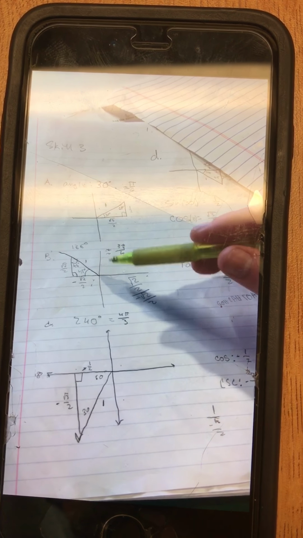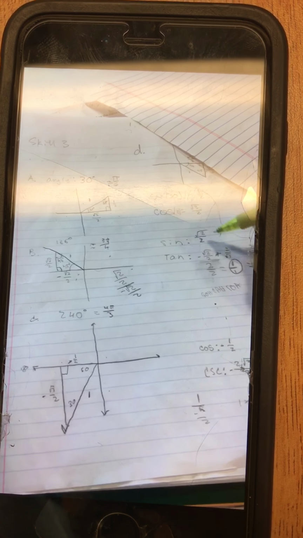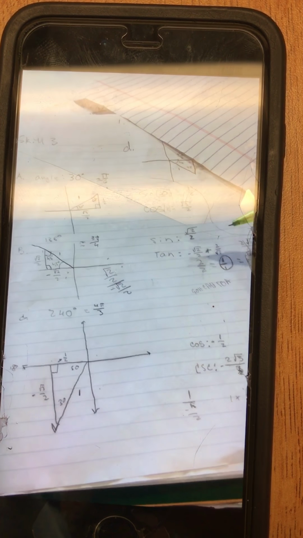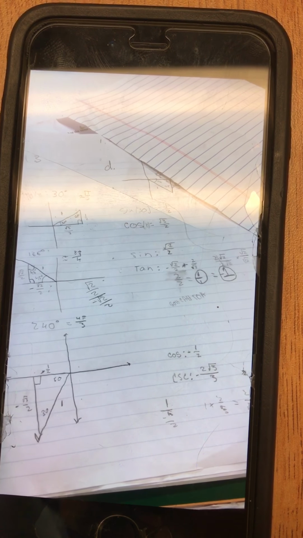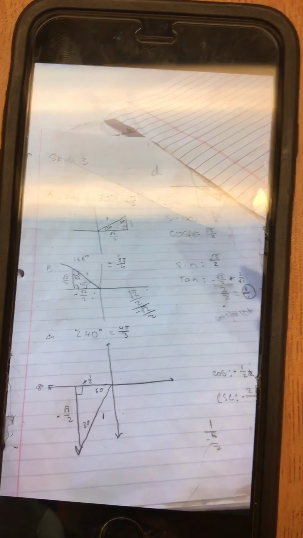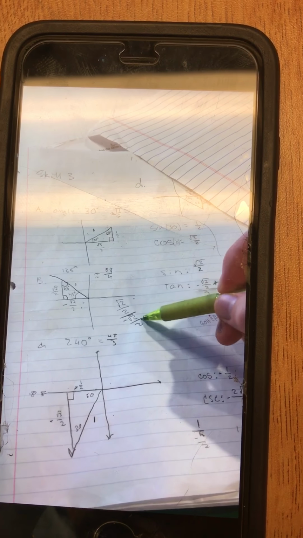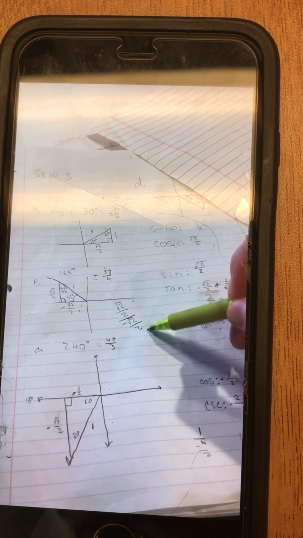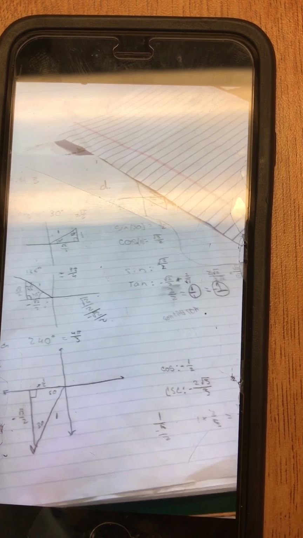opposite over hypotenuse, root 2 over 2 over 1 gives us that value for sine. And then for tangent, opposite over adjacent, we have root 2 over 2 right here over negative root 2 over 2. And simple algebraic deduction gets us down to -1.